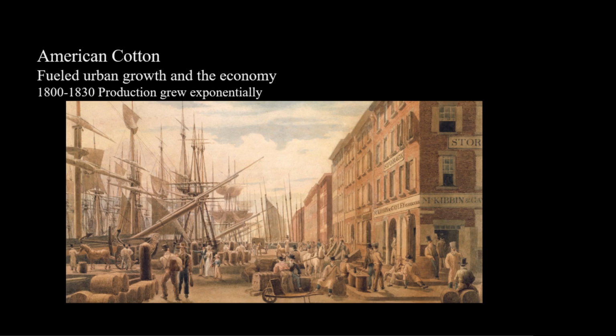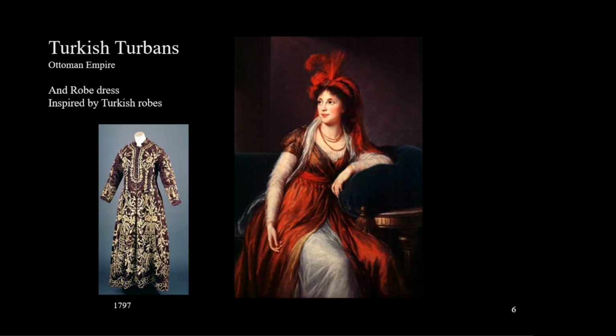American cotton production grew exponentially during this era, using enslaved labor and newly invented machinery. By this time, cotton was becoming America's largest export. We see another influence from Turkey in the adaptation of turbans and artistic day coats worn by some ladies in the 1790s to resemble Turkish robes.